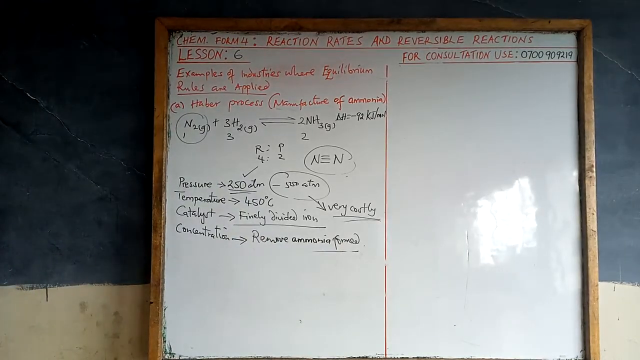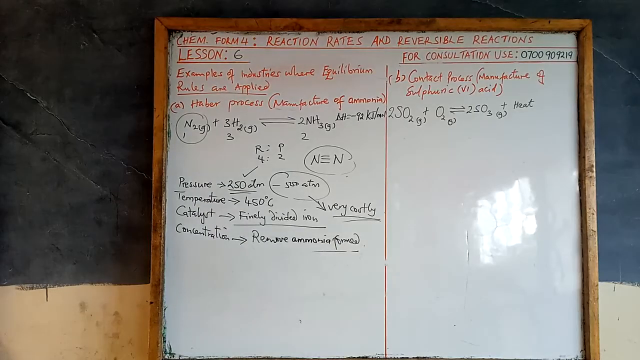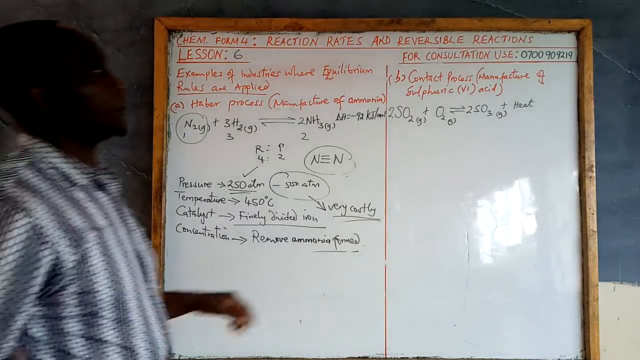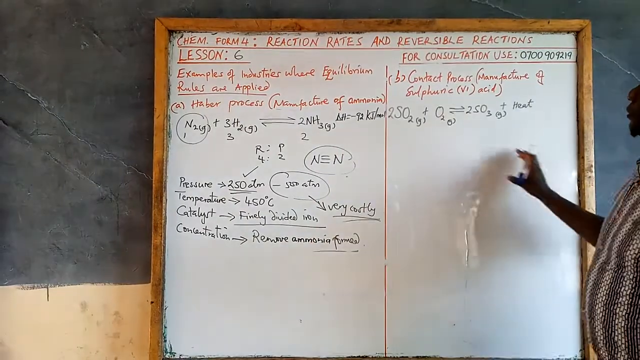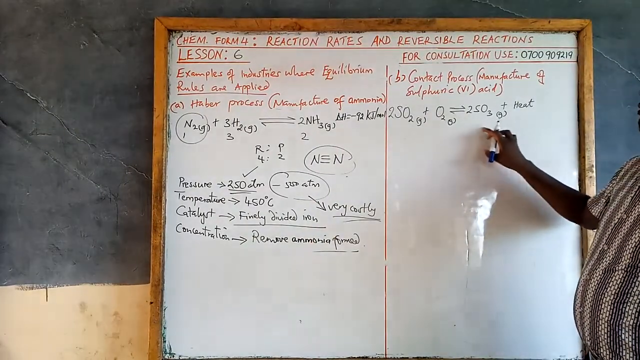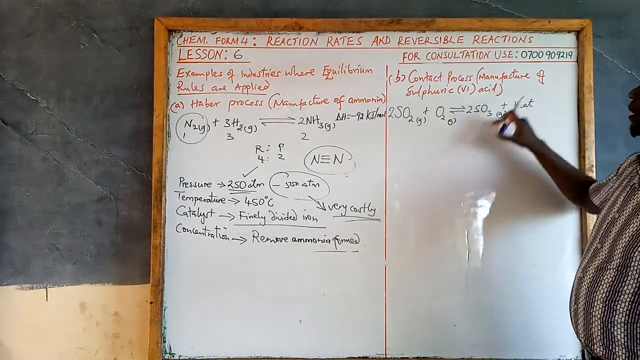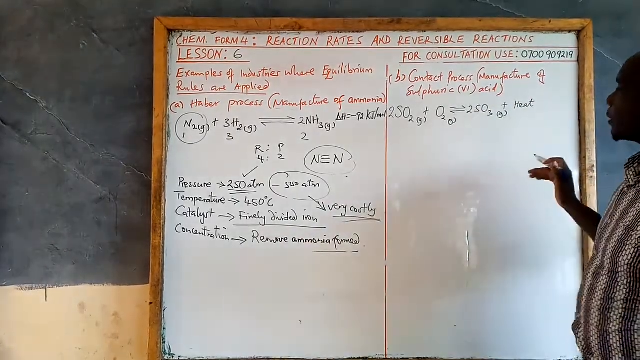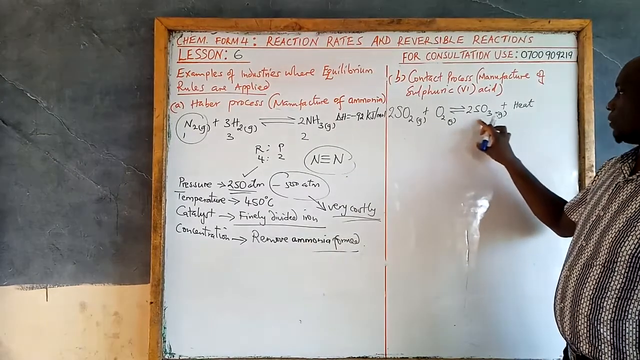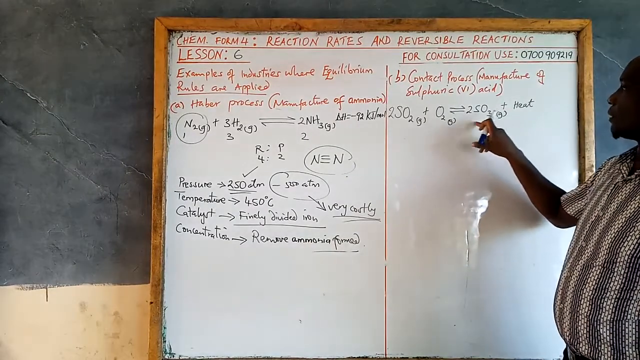So let's consider another example. Our next example, contact process, manufacture of sulfuric acid. This is a very crucial question. There are many questions in the entire contact process, but usually this is the most crucial question of the contact process. Manufacture of sulfur 6 oxide.